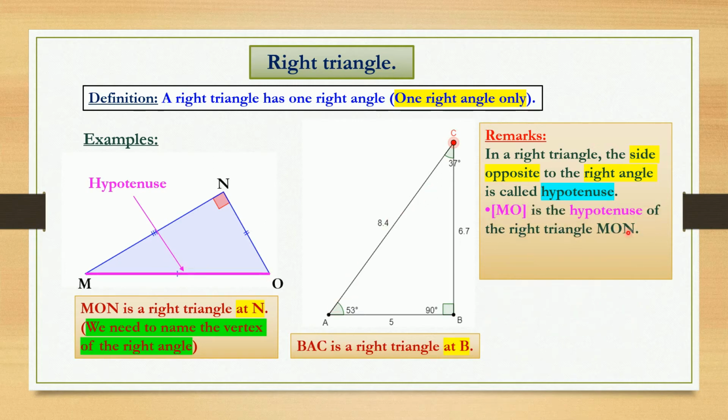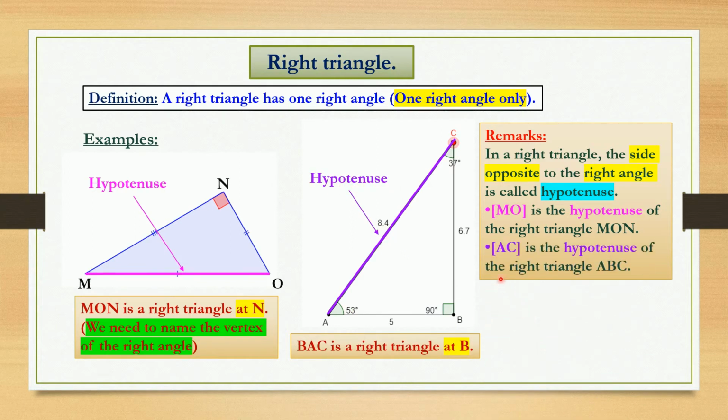So MO is the hypotenuse of the right triangle MNO, and AC is the side opposite to the right angle in triangle ABC. We also call it hypotenuse. Here the segment AC is the hypotenuse of the right triangle ABC.